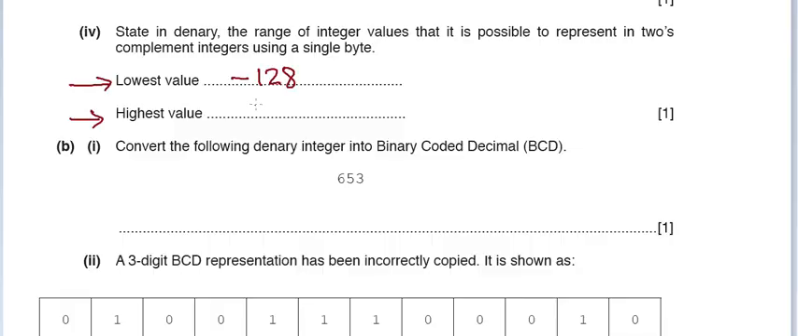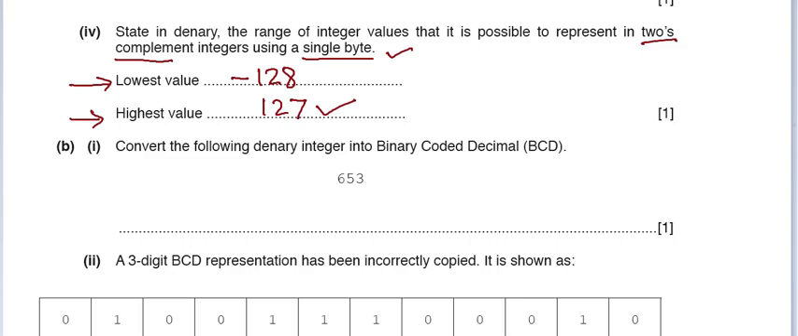So the answer here is 127. This is the maximum possible positive value, or the highest value that can be written in 2's complement, using a single byte, meaning using 8 bits.